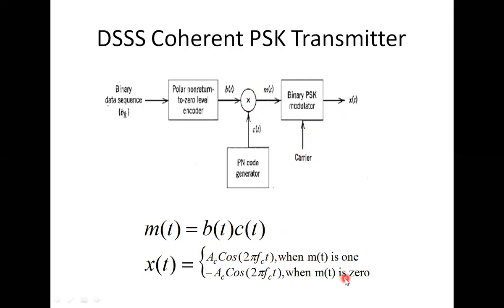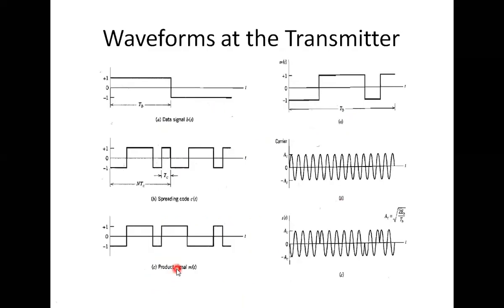And when M of t is 0, it should be minus AC cos 2 pi FCT. Why? Because it's a binary PSK modulator where the carrier phase shift is either 0 degree or 180 degree, or pi radians. So that's why we have minus AC cos 2 pi FCT. So there are two steps here. One is multiplying the data sequence with the PN sequence, that is M of t. Further, M of t modulates the sinusoidal carrier to generate X of t. And this X of t will be transmitted to the channel.